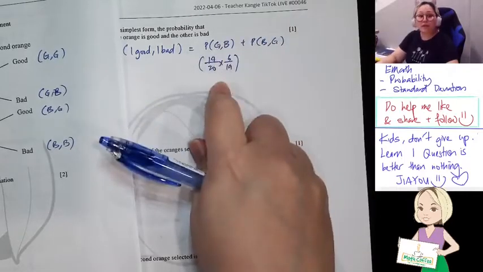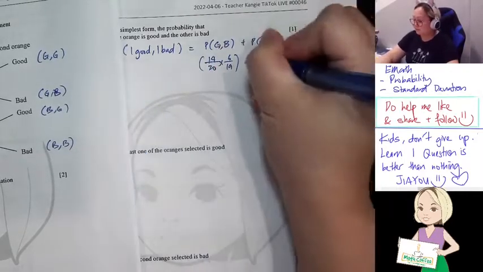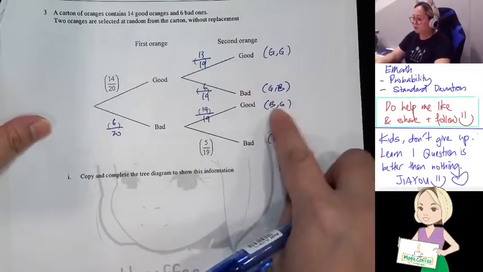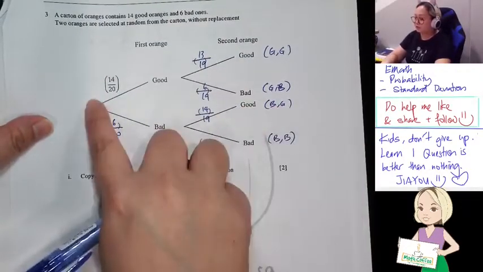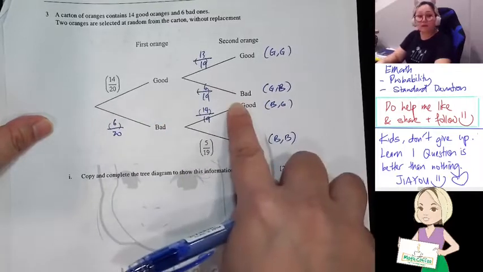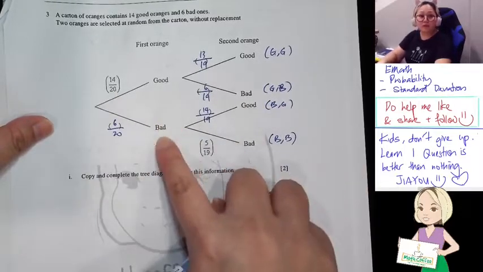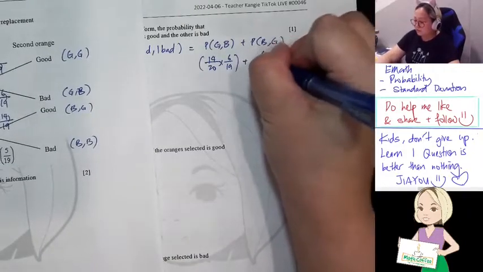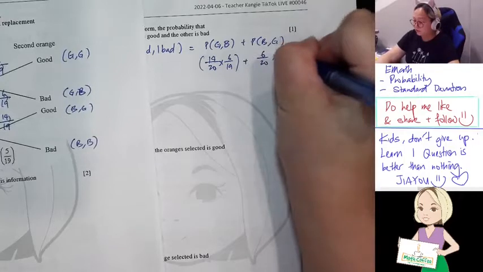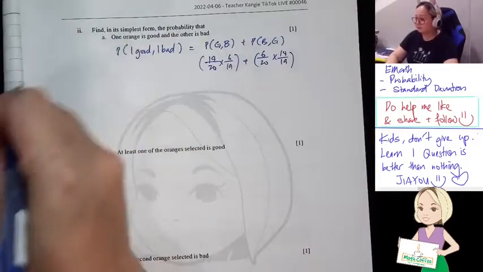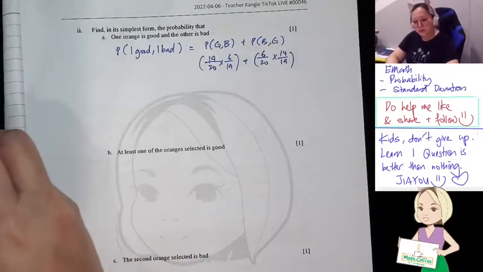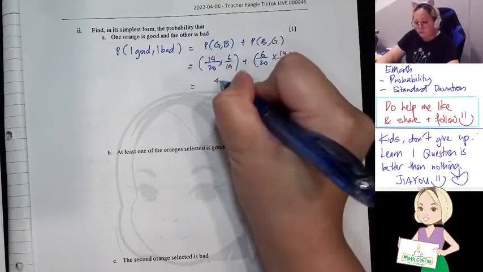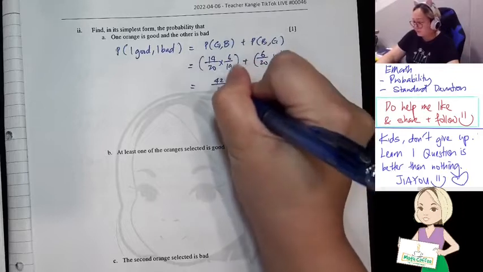This one happens together, that's why it's multiply. This one is BG. Come back to here, go and find BG. BG is here, which is here. So that means you have 6 out of 20 times 14 out of 19. So in the end, you will get 42 out of 95.